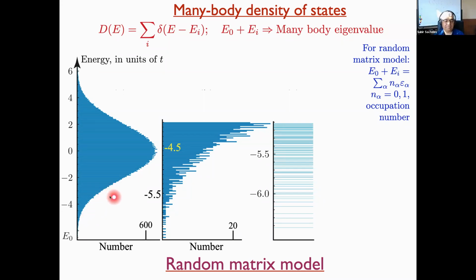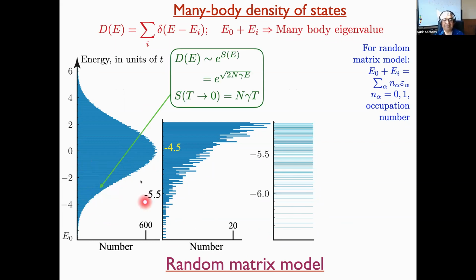Now we'll focus on the lower energy region. This is a zoom of the lower energy region, and this is just the discrete eigenvalues at the very bottom of the band. If you look at a region where the energy is extensive, which is presumably somewhere here at low energies, then of course the many-body density of states is just the exponential of the entropy.